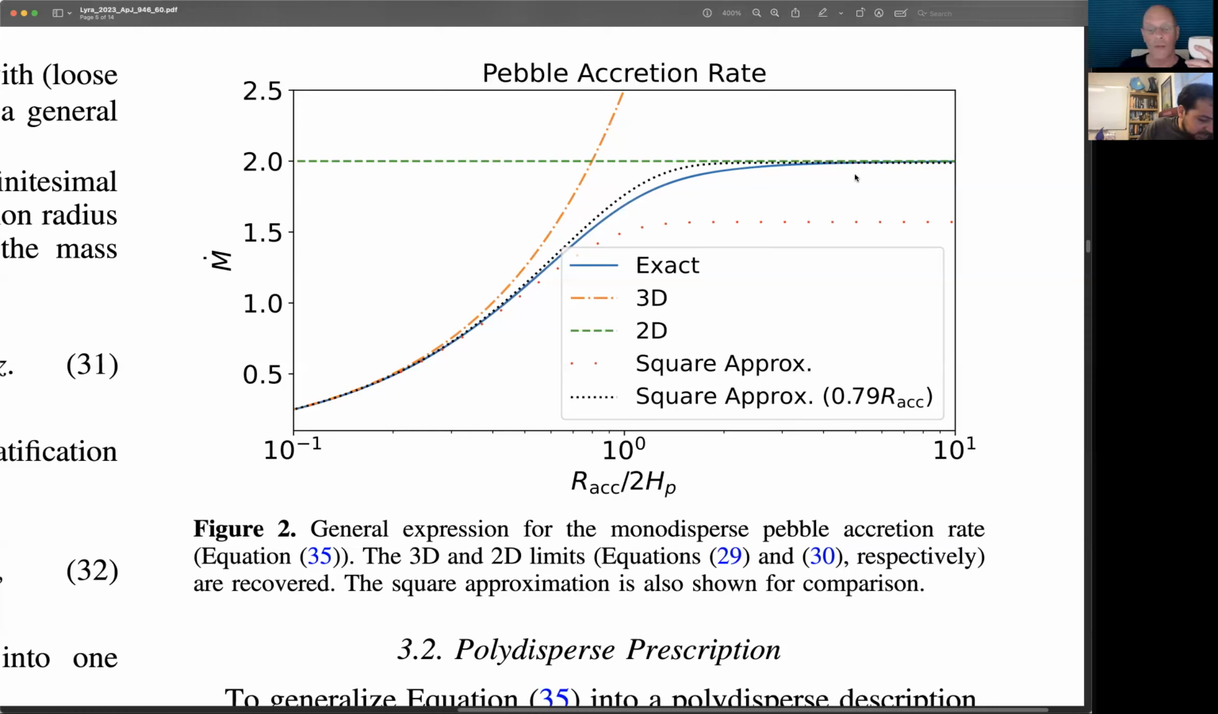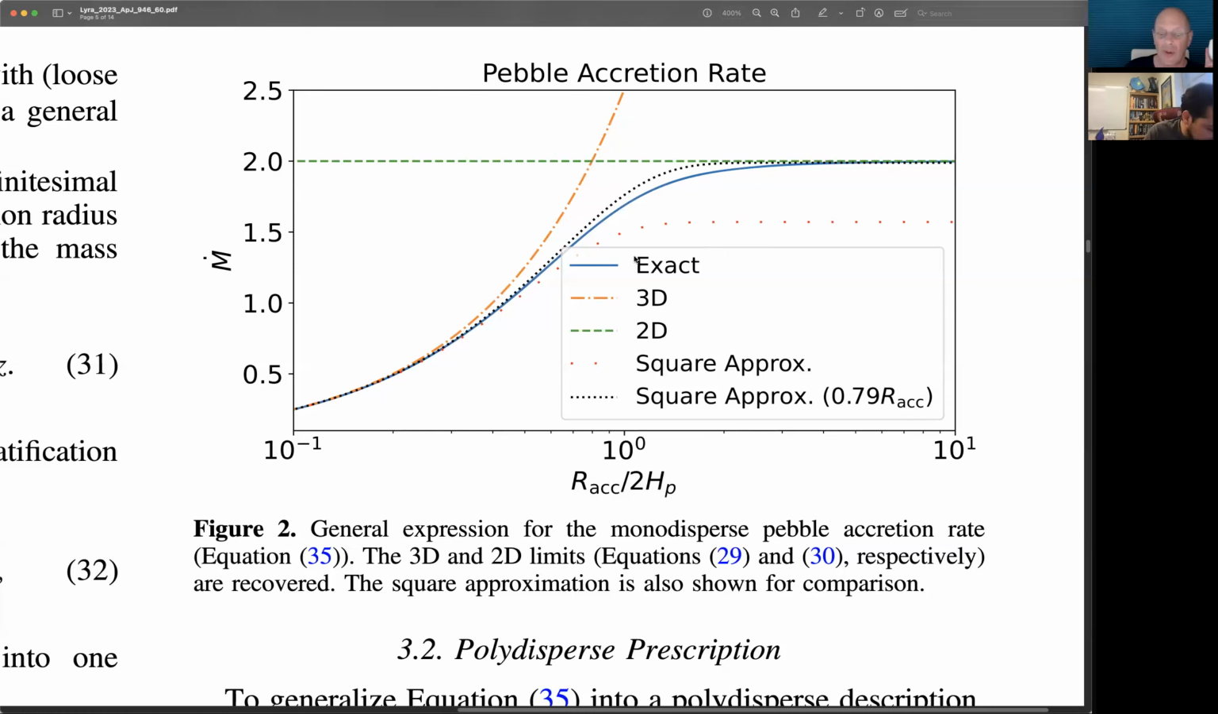That's the square approximation, essentially like doing the accretion not in the circle that is the cross section of the protoplanet, but approximating it as a square, which is simpler to solve, and then multiplying it by the area factor between the circle and the square. But we could solve here the integral exactly.